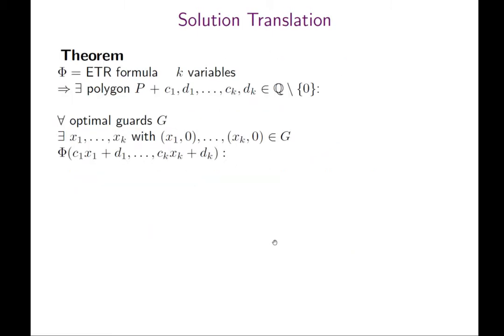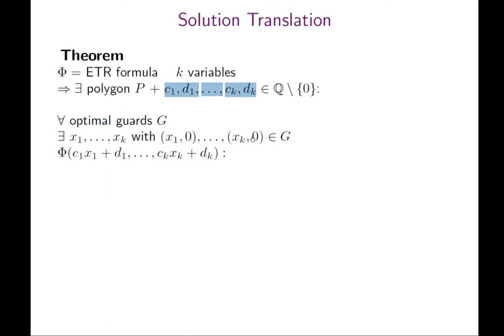Okay, so let me now tell you about some more results that actually follow from our reduction. They belong to the story, so I want to tell them here as well. So okay, remember in each area we have the ETR formulas, and then in our reduction we get a polygon. But we can also generate some rational numbers, such that they translate the solution of the guard set to a solution of phi. So it holds for any optimal guard set. We can find some of those guards.